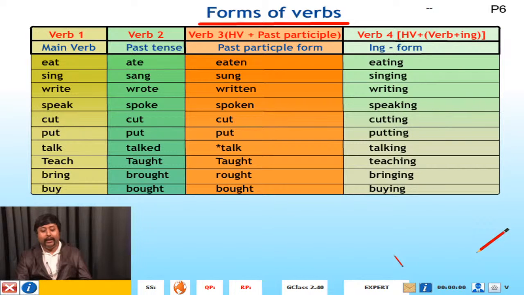Say for example, now eat, ate, right? Past form is ate, past participle is eaten, and present participle is eating, right? So similarly, sing, sang, sung and singing, then write, wrote, written and writing, speak, spoke, spoken and speaking, cut, cut, cut and cutting, put, putting, talk, talked, talk, talking, teach, taught, teaching, bring, brought, bringing, buy, bought, and buying.